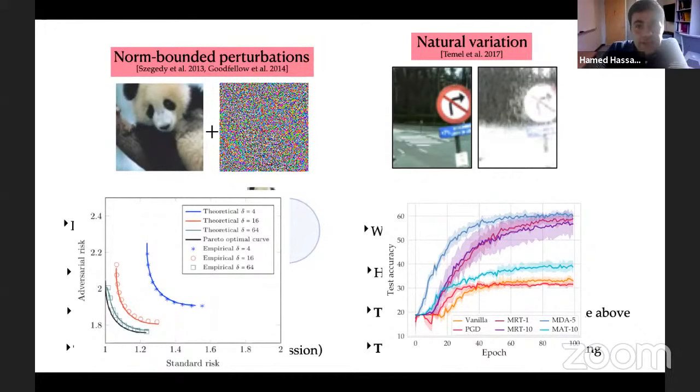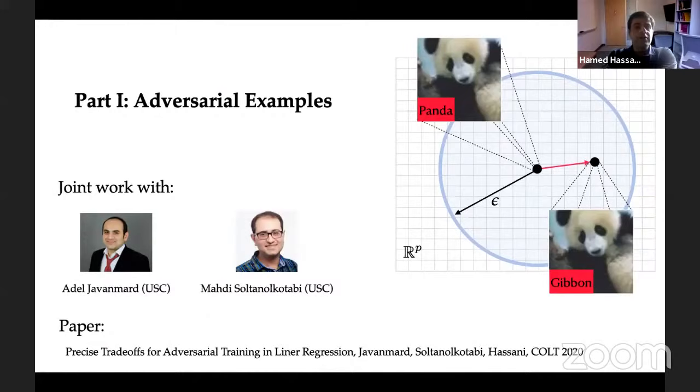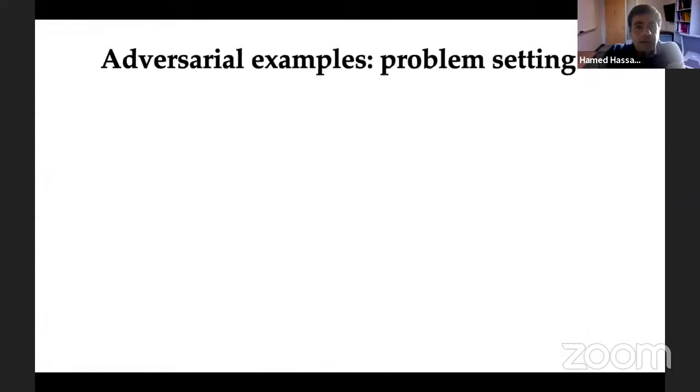So let me now start with the first part of the talk, which is on adversarial examples in the problem of linear regression. This is joint work with Adel Javanmard and Mahdi Soltanolkotabi from USC. The paper was presented very recently at the Conference on Learning Theory last June. All right, so let me now continue with this mathematical framework that we started to develop for adversarial examples.